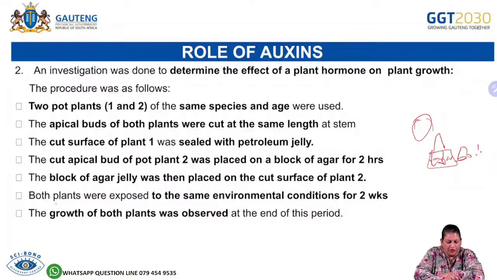Okay, both plants were exposed to the same environmental conditions for 2 weeks, not 3 weeks for one and 2 weeks for the other, the same amount of time. That's validity. Same environmental conditions, like same temperature, same amount of water was given, same soil was given. Okay, the growth of both plants was observed at the end of this period.